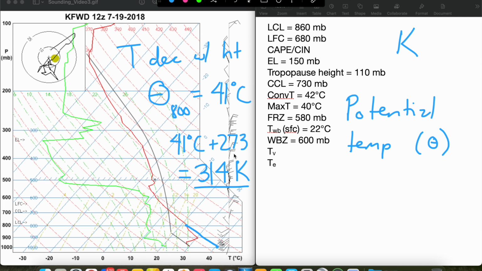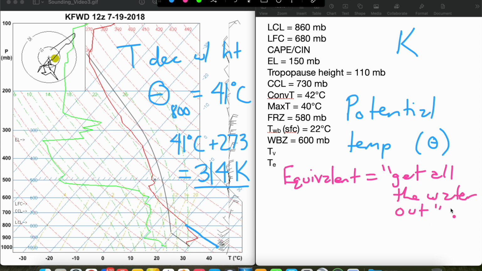So that's all the potential temperature is. It's a way of standardizing the temperatures and allowing us to compare the energy of parcels at different elevations. One thing to remember when you're looking at these variables, and you maybe see a variable that you don't remember: whenever you see the word equivalent, it means get all the water out. All that means is take the parcel up to a level in the atmosphere where the dry adiabats parallel the moist adiabats, like we did for the equivalent temperature.